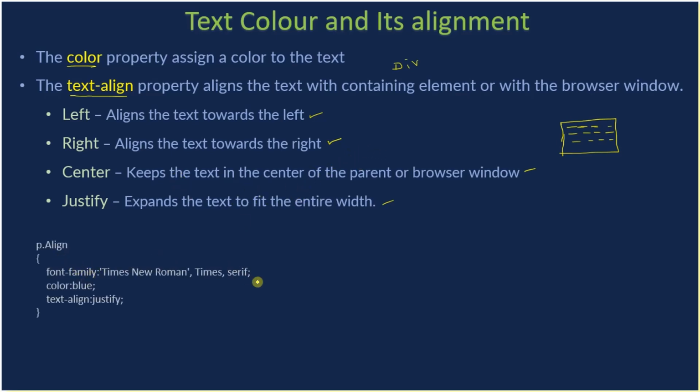So font family, you already know, we used that in our previous sub-series. Color, this time, if you see for the P paragraph, any paragraph tag containing the class attribute align is set with these attributes. The first attribute is font family. Second, we are assigning a color for the text. Then we are setting text alignment, towards left, center or right. Here we are stating justify, that means to fit the entire parent or browser window.